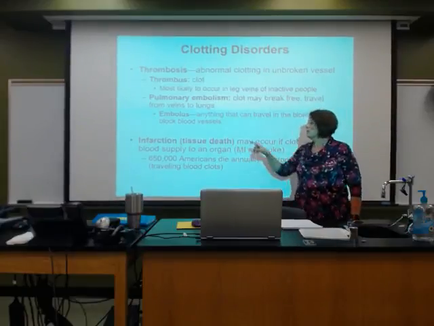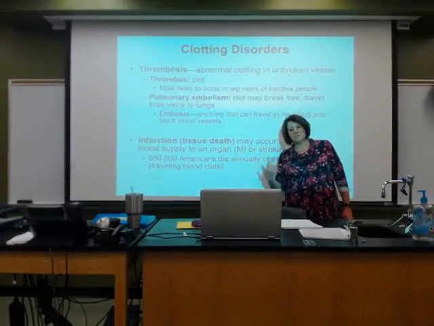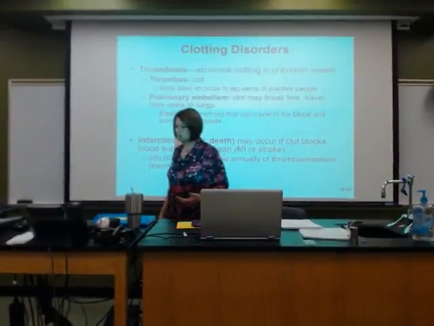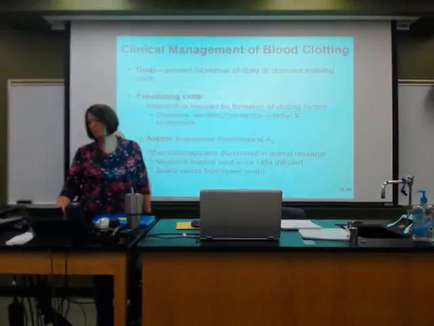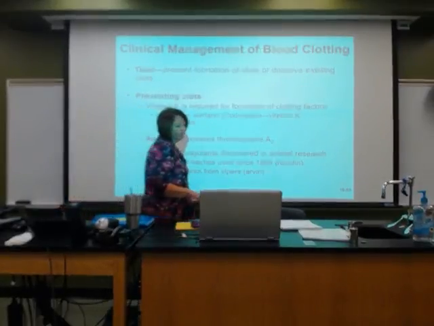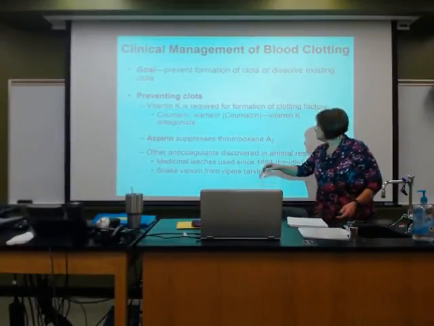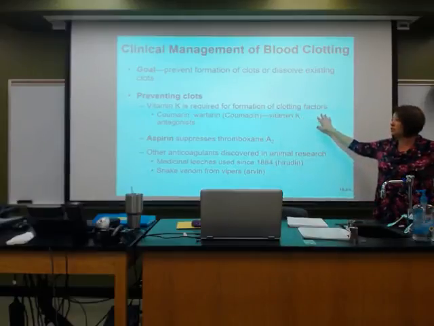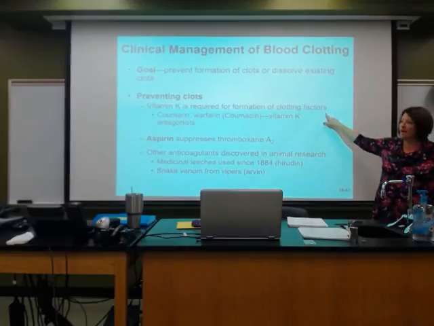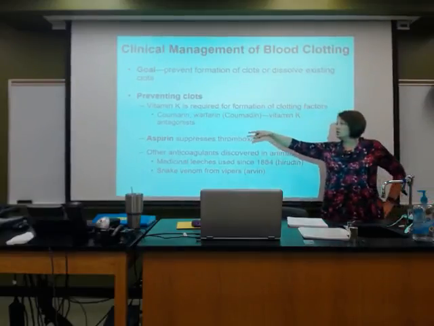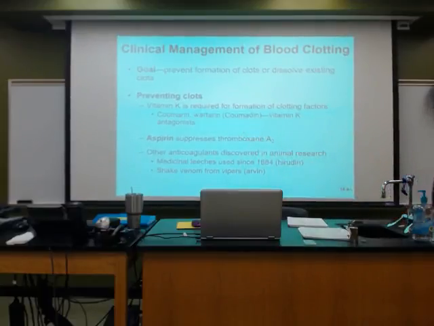A stroke is where there's a blood clot in the brain tissue. And once again, the severity of it is determined based on where it's found and how big and how much tissue damage there is. The goal, of course, is to prevent the clots from forming. Vitamin K is a good vitamin that we need for those clotting factors. Coumarin, warfarin, they are antagonists to vitamin K.